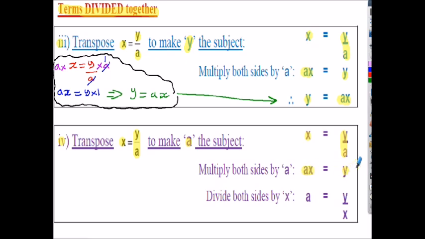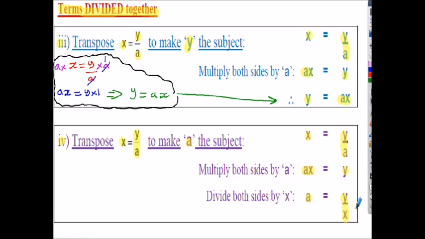So that's not actually the finished solution there, because I don't want a multiplied by x as a subject, I want a. So I need to now remove the x from the left hand side. And how do I do that? Well, I divide both sides by x. At the moment a is multiplying the x, so the inverse operation is to divide both sides by x. So I end up with a is equal to y divided by x is my final solution.